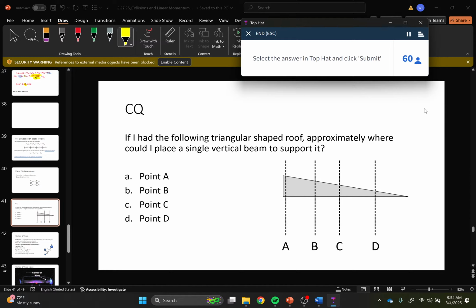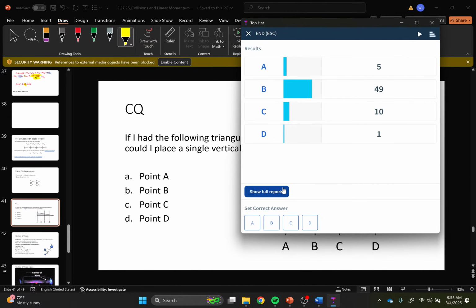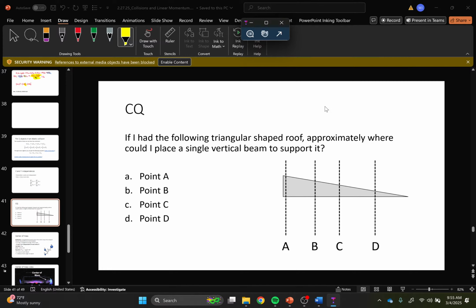All right, give y'all like 10 more seconds. All right, in 5, 4, 3, 2, 1. All right. So, let's see what you all put as the answers. The answer is great. It's the one most of y'all thought. It's B. The answer is B.